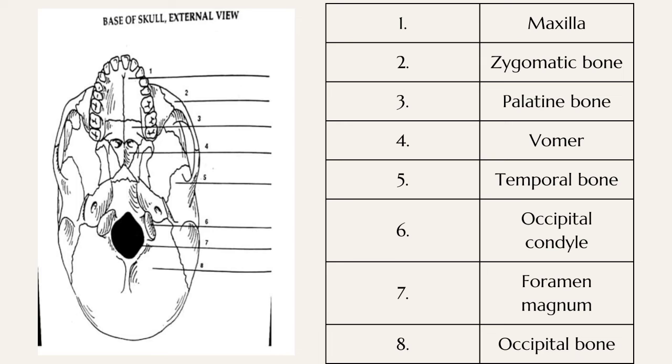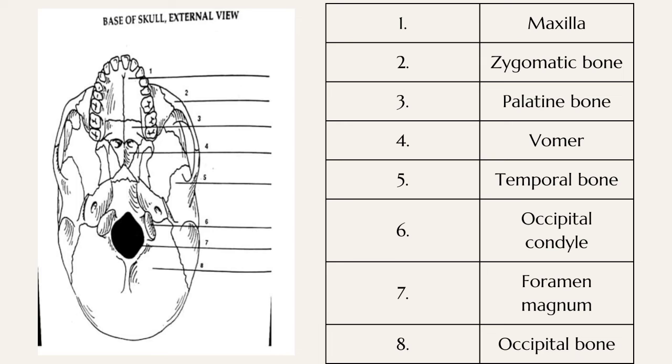Number 6 is occipital condyle. The occipital condyle is an oval-shaped osseous structure located at the base of the occipital bone. It allows the head to move from side to side, up and down, as well as to rotate.